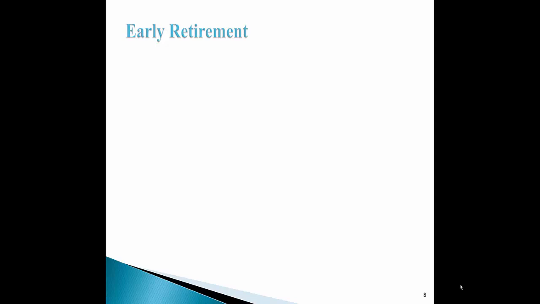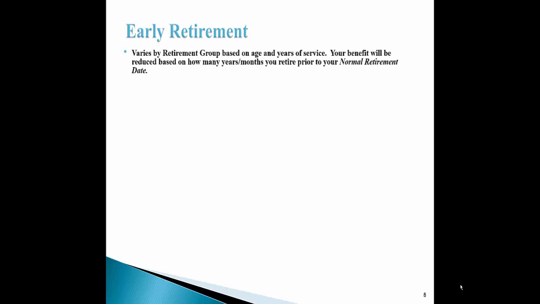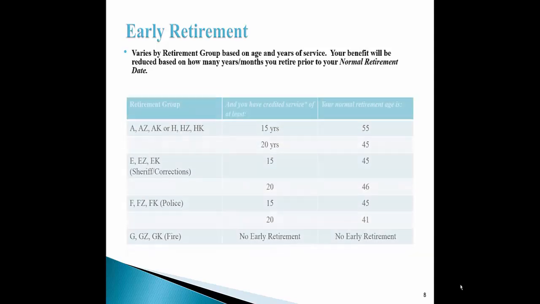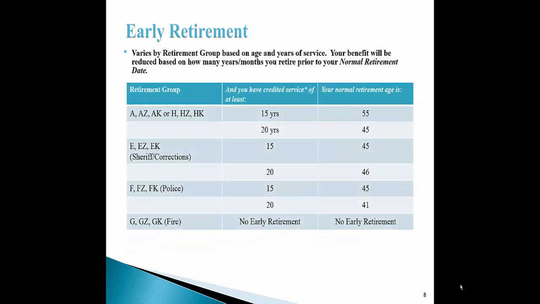Early retirement. As noted in the previous slide, each retirement group has different requirements for normal and early retirement. You may be eligible to apply for an early retirement if you meet the minimum requirements as listed in this chart. Early retirement reductions or penalties will be discussed on the next slide.